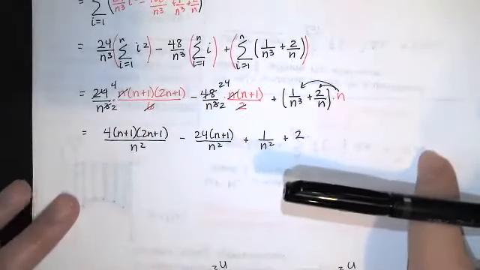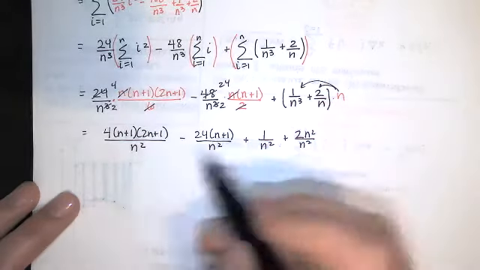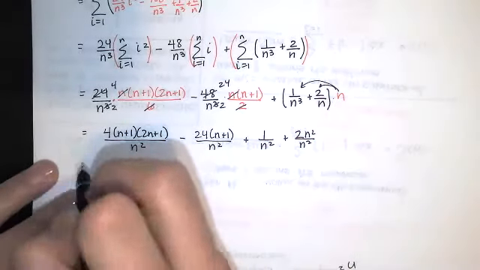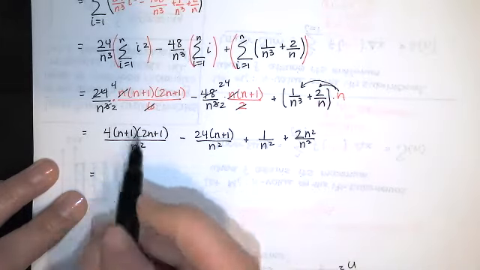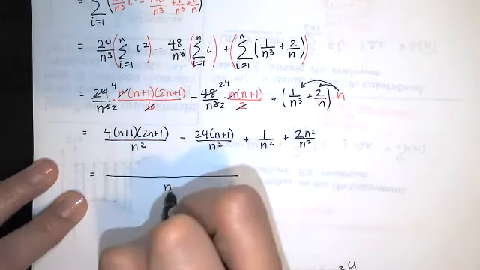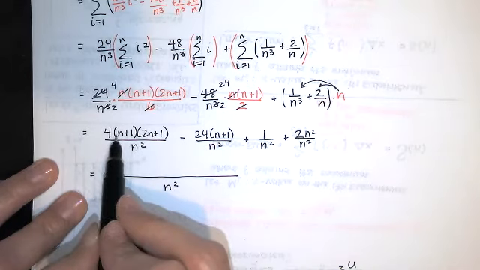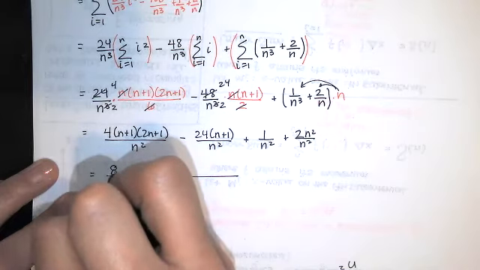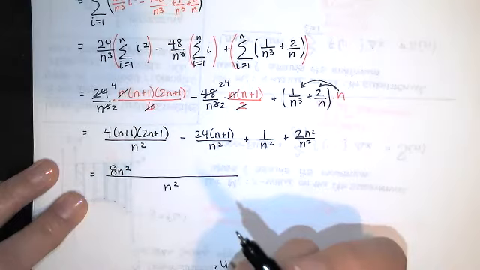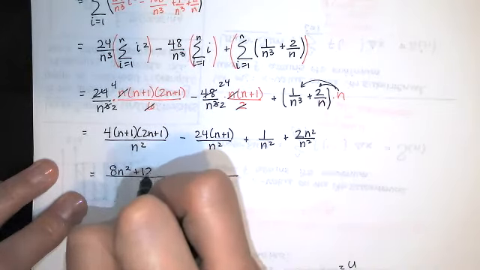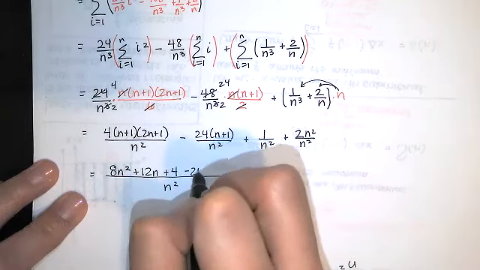If you want, you can get a common denominator here. Could multiply that by n squared over n squared, so they all have a denominator of n squared. It's not necessary, but it can be done. We'll distribute. 2n times n is 2n squared times 4 is 8n squared. Outer times outer and inner times inner is 3n times 4 is 12n. Last times last is 4. Distribute the negative 24 here.